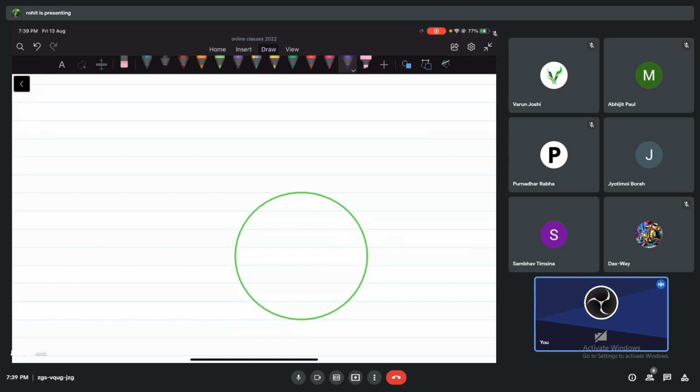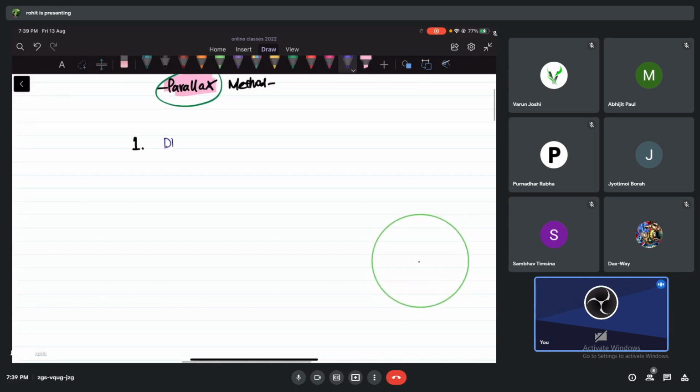Suppose I want to measure distance. I want to use this parallax method to measure the distance between Earth and, let's say, some planet, or between Earth and the Moon. I want to calculate the distance between Earth and the Moon, or some nearby planets. Not very far, but nearby planets.